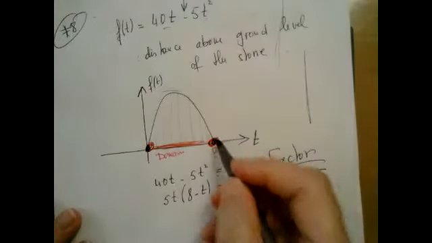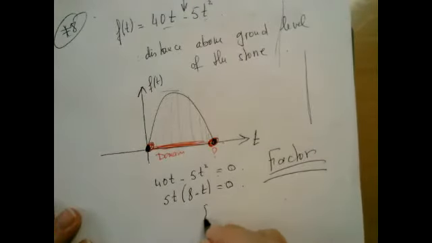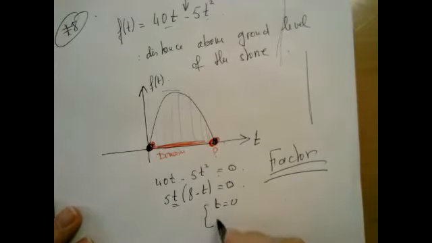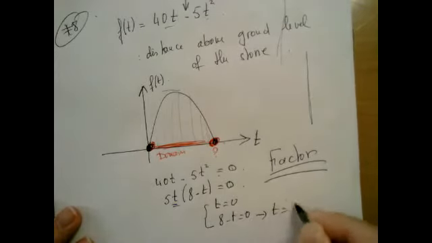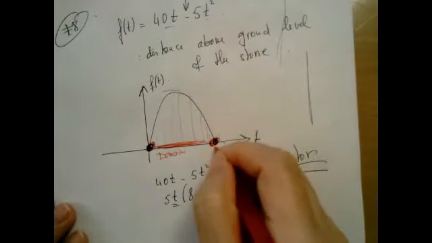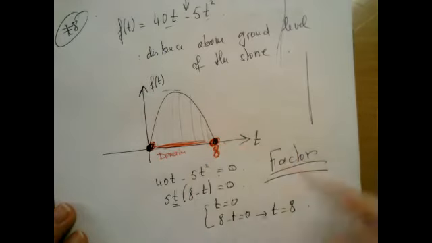So basically, what's this value here? So this is equal to 0 if t is 0. We know it. We get it right here. The other one, where it is 0, 8 minus t equal to 0, it means t equal to 8. So this question mark here is going to be equal to 8.